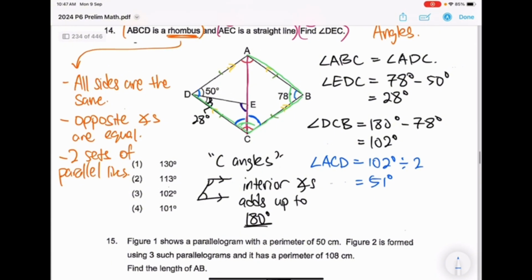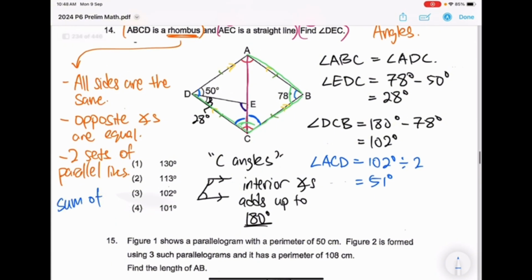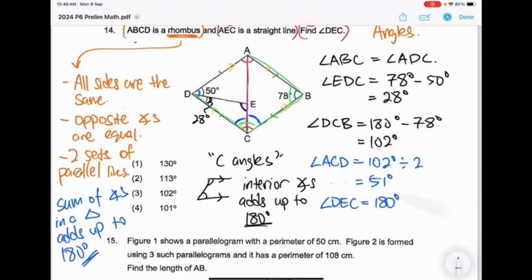Now lastly, I'm going to use the fact that the sum of angles in a triangle adds up to 180 degrees. Looking at triangle DEC, I can find angle DEC. Angle DEC equals 180 degrees minus 51 degrees minus 28 degrees, and that would simply give me 101 degrees. And this is your answer for question number 14.